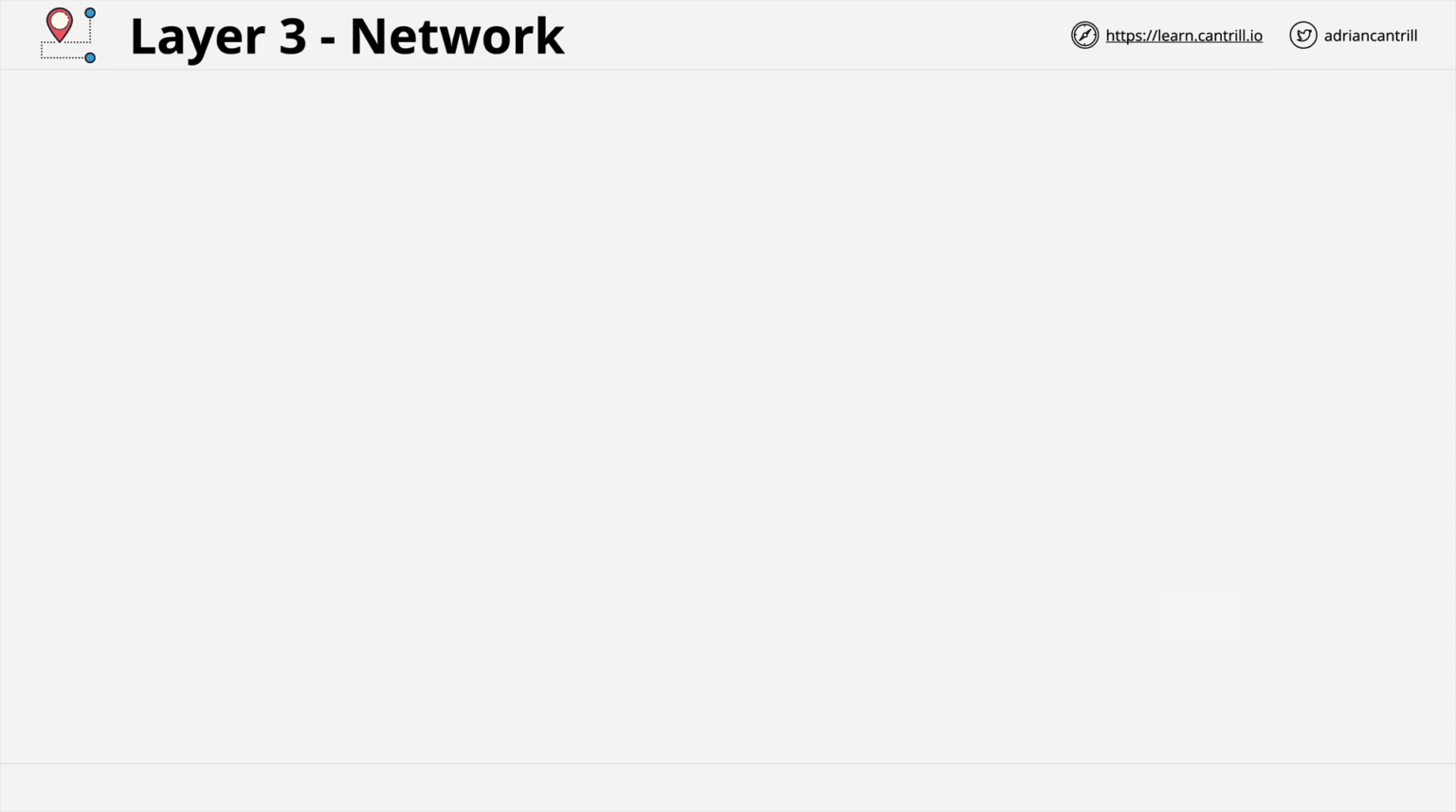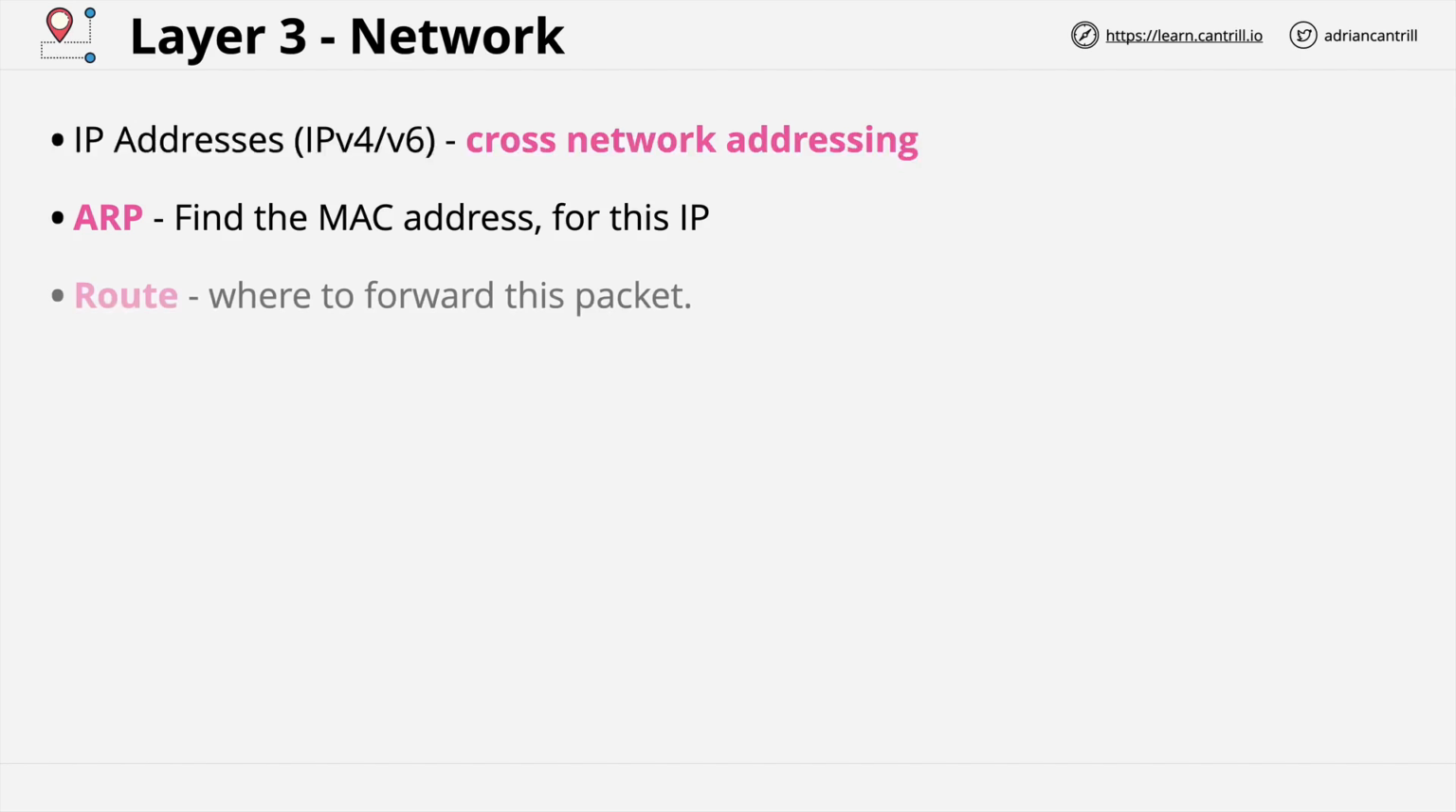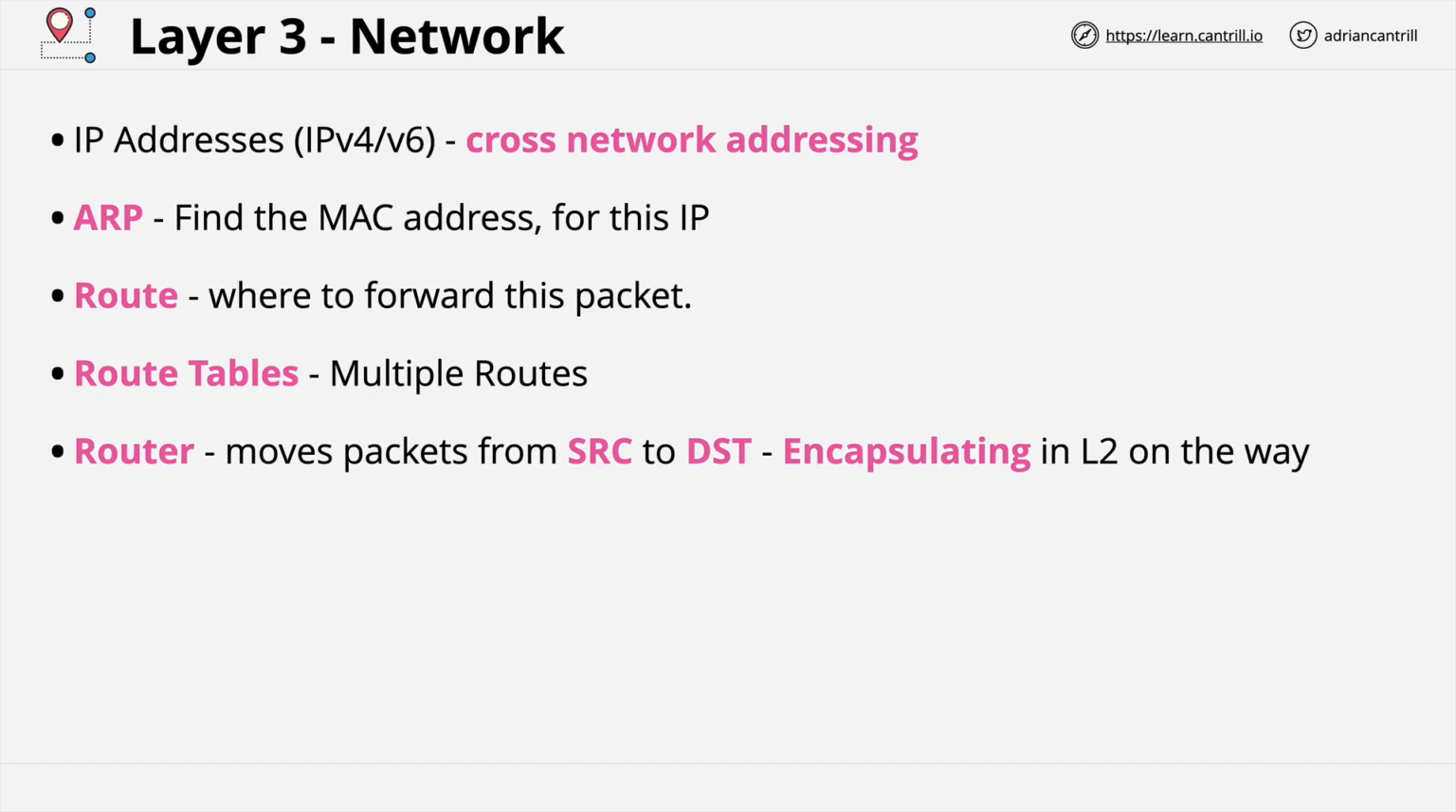So what does layer 3 add to this? Well, it adds IP addresses, either version 4 or version 6, and this is cross-network addressing. It also adds the Address Resolution Protocol, or ARP, which can find the MAC address for a given IP address. Layer 3 adds routes, which define where to forward a packet to, and route tables, which contain multiple routes. It adds the concept of a device called a router, which moves packets from source to destination, encapsulating these packets in different layer 2 frames along the way.